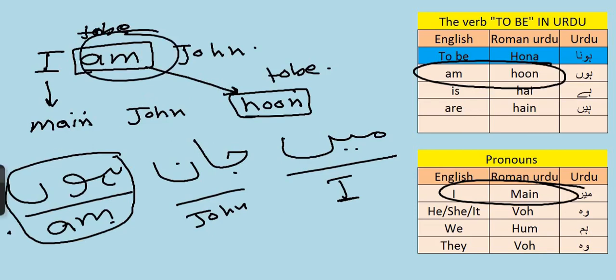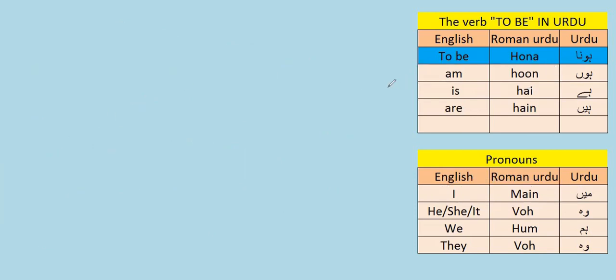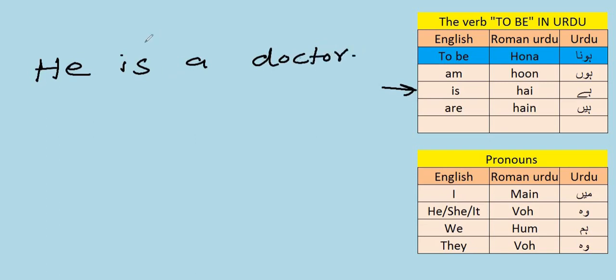Okay, then the next sentence. Let's use the word is in a sentence. For example, he is a doctor. He is a doctor, or she is a doctor. So we can say वो डॉक्टर है. वो डॉक्टर है.